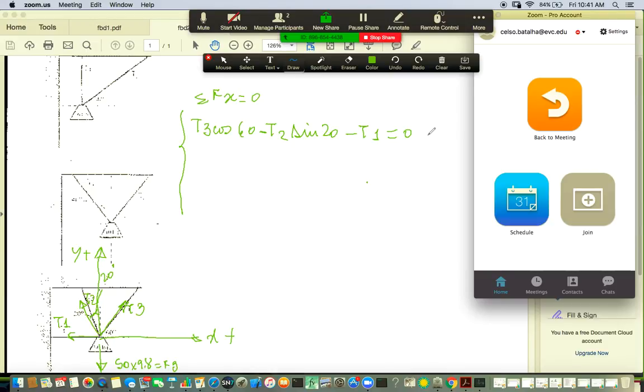So sum of forces in x is this. Sum of forces in y is equal to 0. So what do we get in y? T1 projected in y is 0. This T1 does not have a projection in y, but I do have a T2 cosine of 20 plus T3 sine of 60 minus 50 times 9.8 is equal to 0.